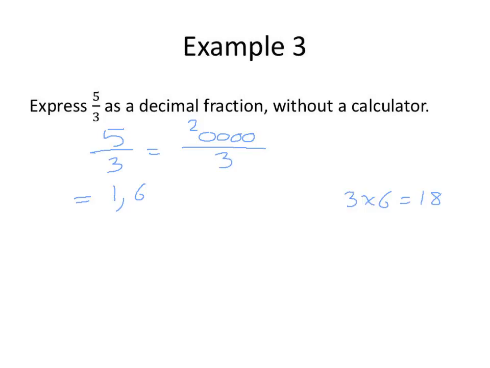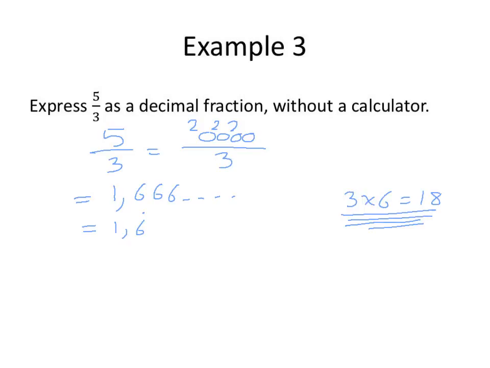So I still have a remainder. 3 times 6 is 18, remainder 2. Write my 2 there. This again is 20. 3 goes into 20 6 times. Again, 3 times 6 is 18, remainder 2. Write it again. 3 goes into 20 6 times, remainder 2. What's going to happen? It's going to keep going. So we can write this as 1, comma, 6 recurring. Put your dot on top to show that it's recurring.